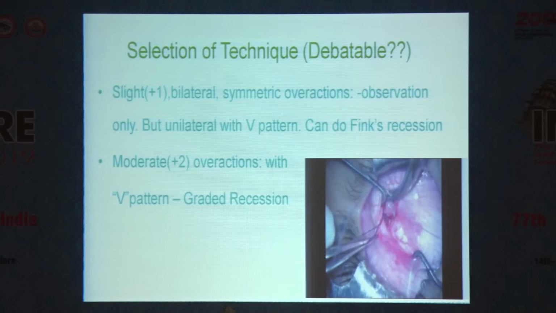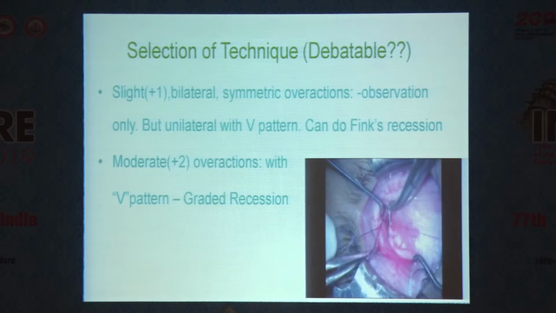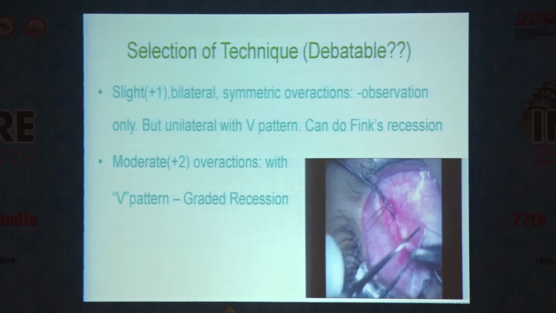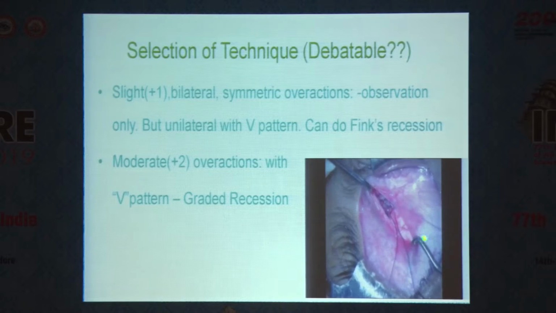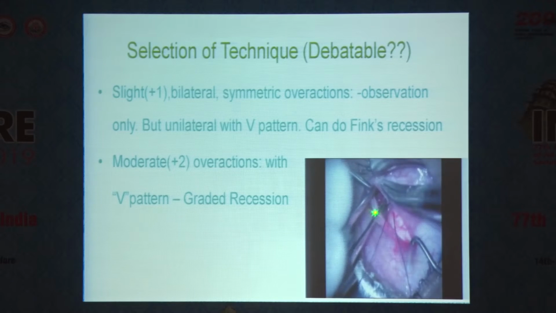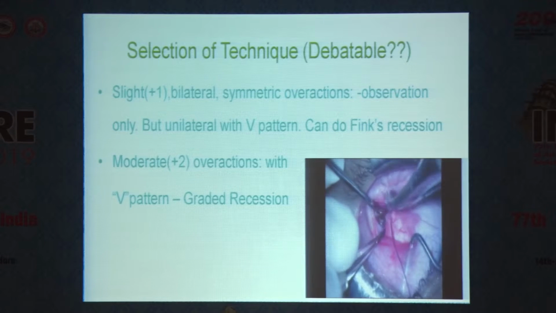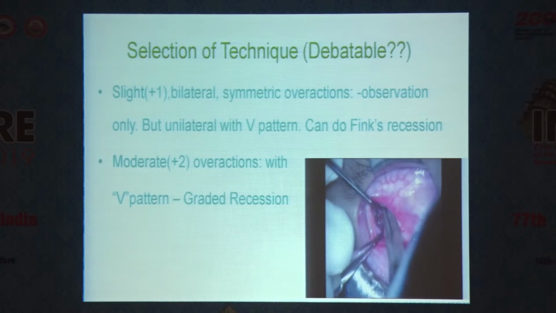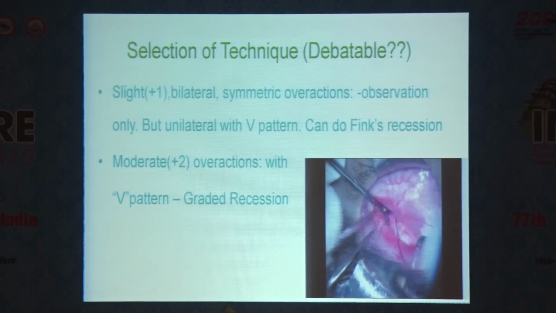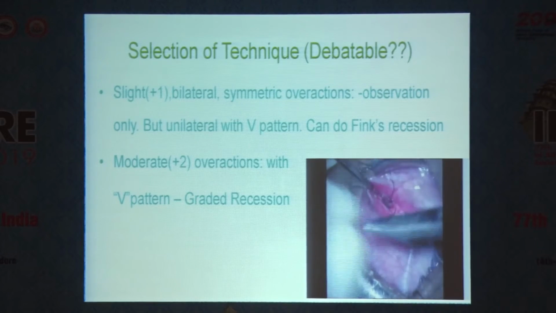Fink's recession is essentially 6 millimeter posterior and 6 millimeter inferior to the lateral rectus insertion. It's quite simple. We have hooked the lateral rectus, and then we go 6 millimeter posterior and 6 millimeter inferior. That would be the anterior point of the inferior oblique insertion, the new insertion. This would effectively give an 8 millimeter effect. If you want a 10 millimeter effect, you can go 6 millimeter posterior and 8 millimeter inferior.